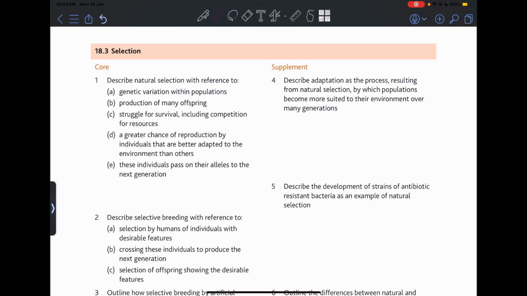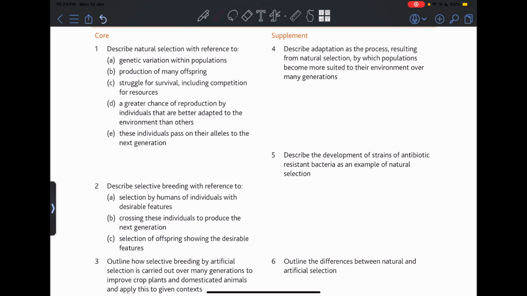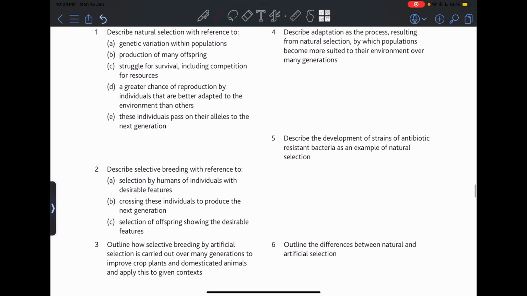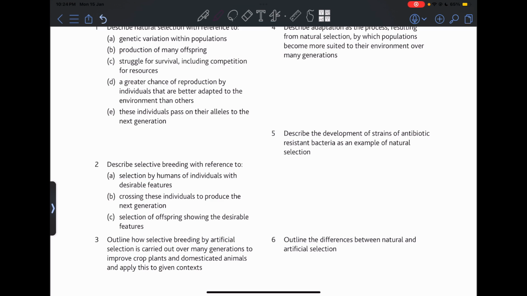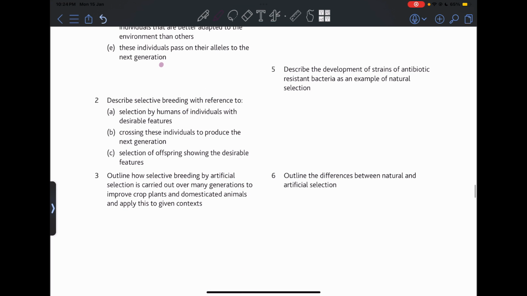Now, 18.3 selection. Describe natural selection with reference to genetic variation within populations. Production of many offspring. Struggle for survival, including competition for resources. A greater chance of reproduction by individuals that are better adapted to the environment than others. These individuals pass on their alleles to the next generation. So this is the process of natural selection. You have to know about it.